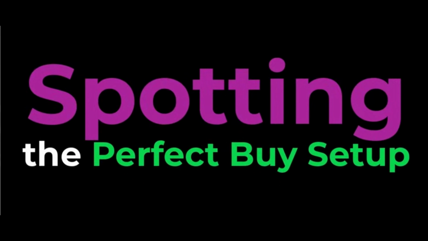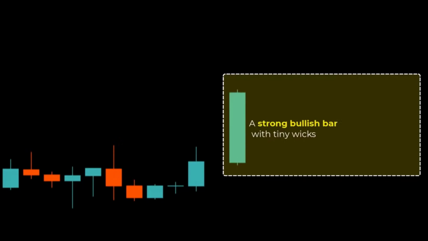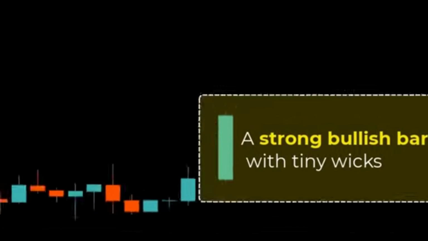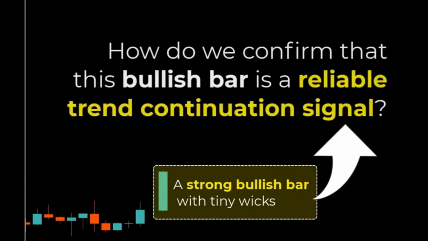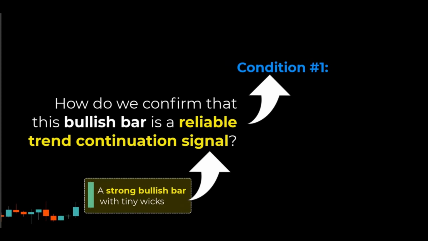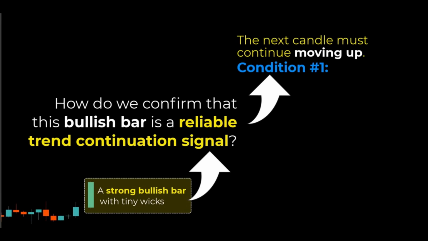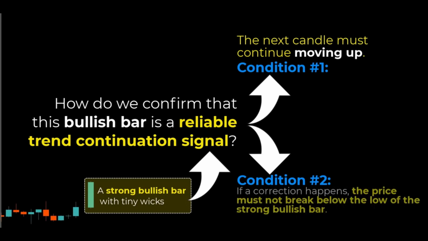Look at this chart. What do you see? A strong bullish bar with tiny wicks both at the top and bottom. This signals that buyers are aggressively pushing the price higher. Now, how do we confirm that this bullish bar is a reliable trend continuation signal? Two critical conditions must be met. Condition number 1, the next candle must continue moving up. Condition 2, if a correction happens, the price must not break below the low of the strong bullish bar.